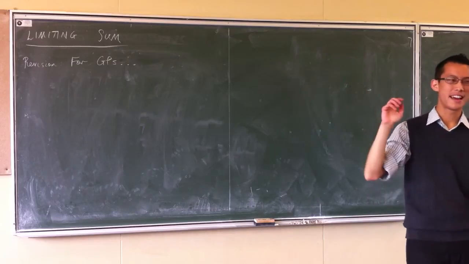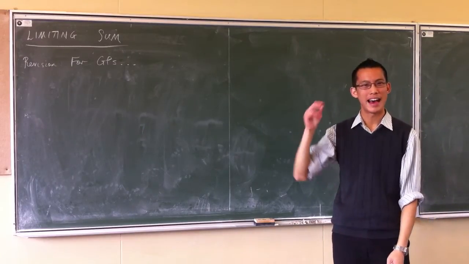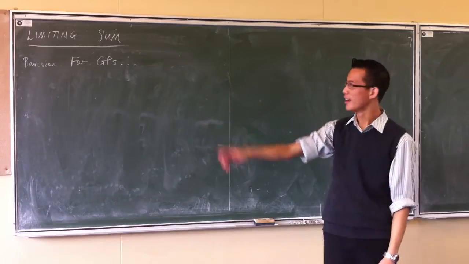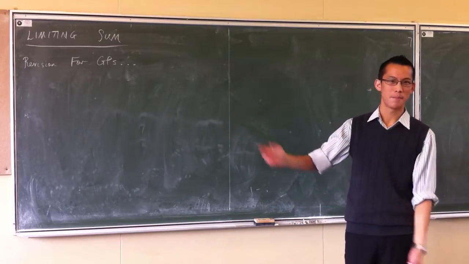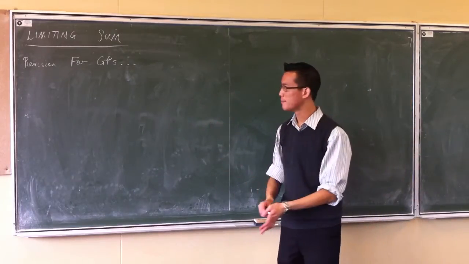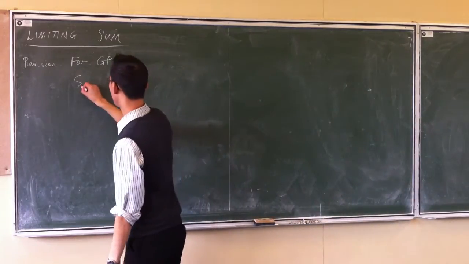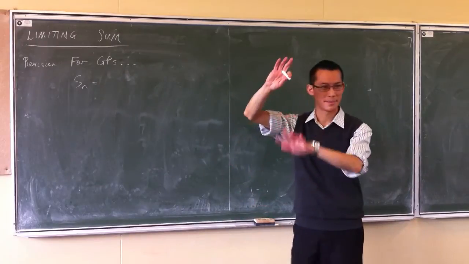This is an idea that I think I mentioned just as a passing comment when we were looking at the sum of a GP. Okay, so let's revise that. Let's remember, you've got a geometric series, you've got a common ratio. What is the sum of the first n terms? Can we remember it? It's the fraction of a.